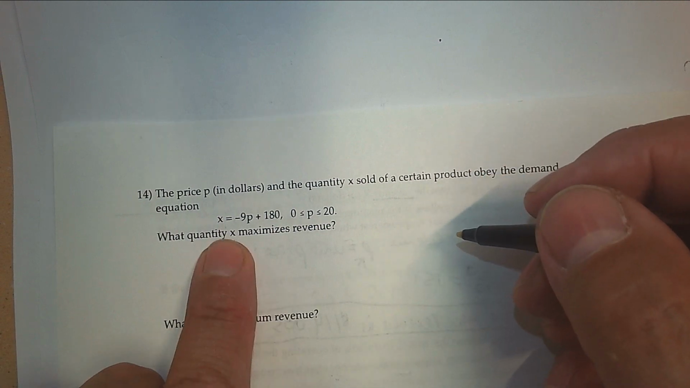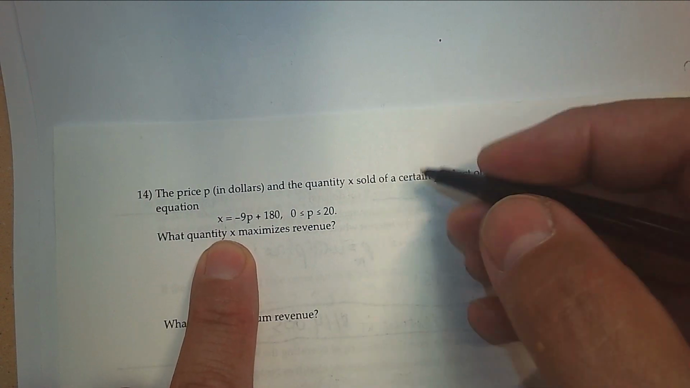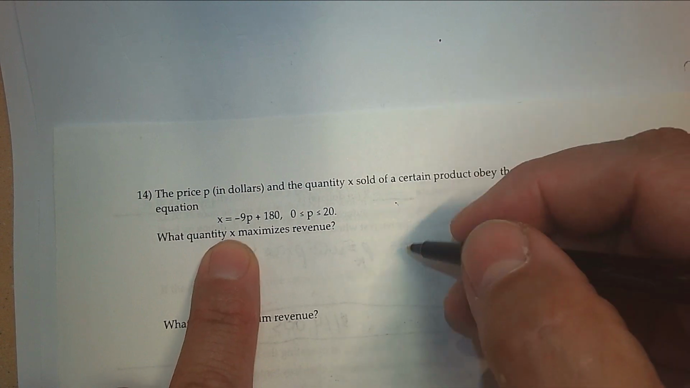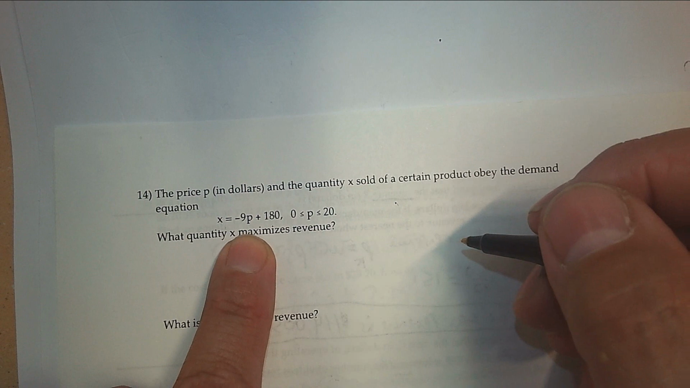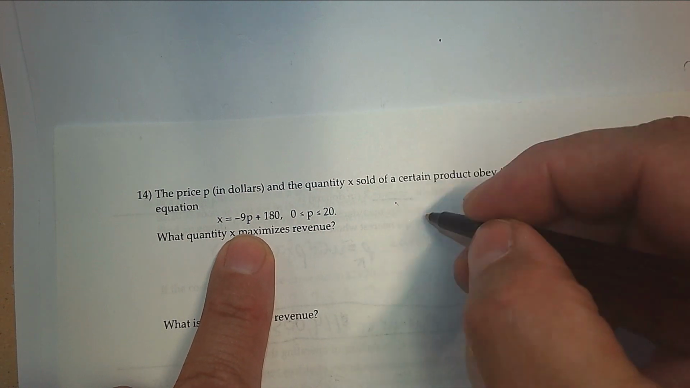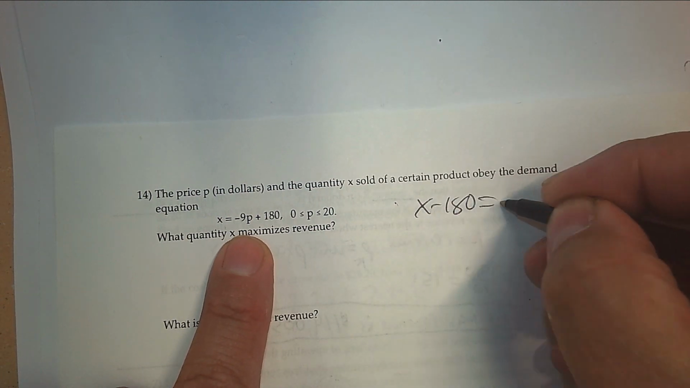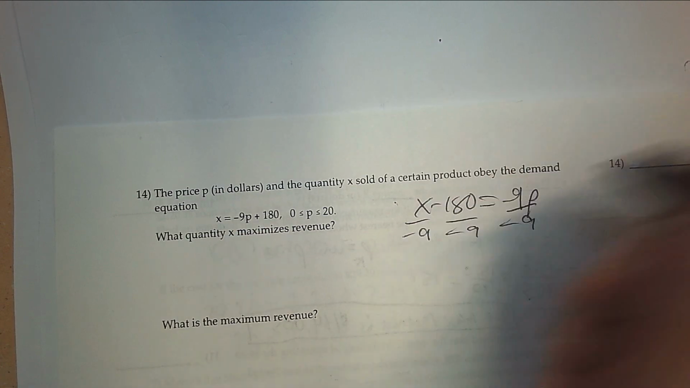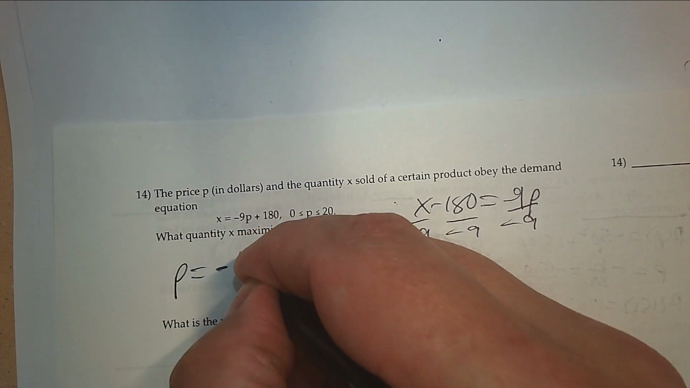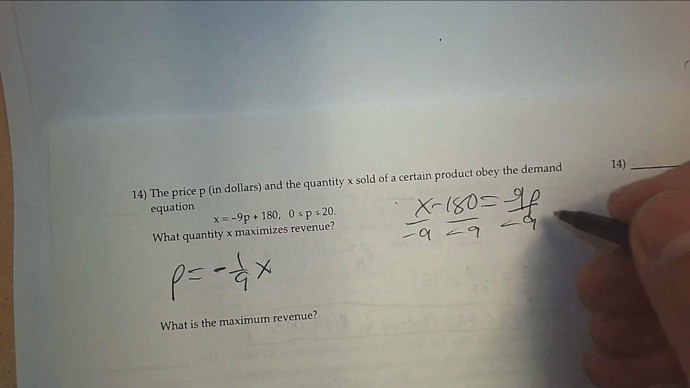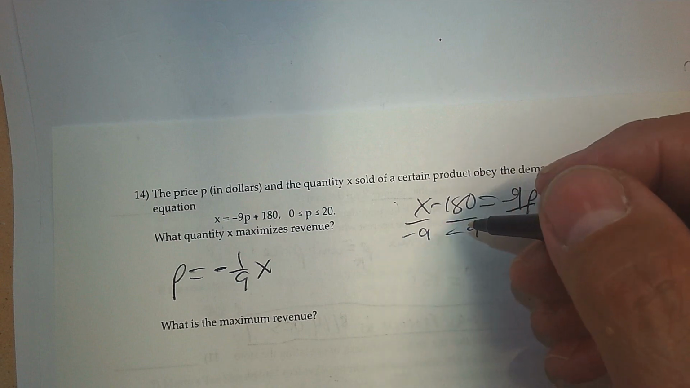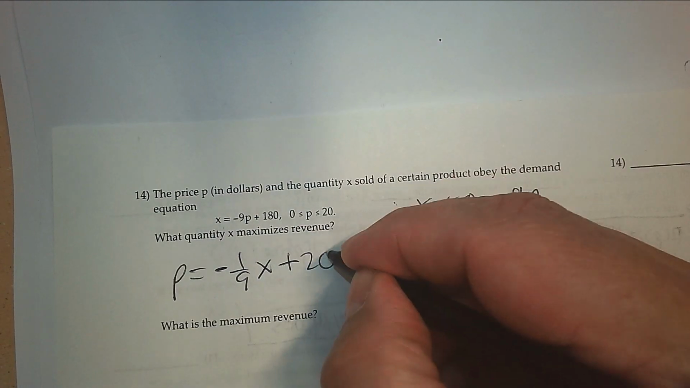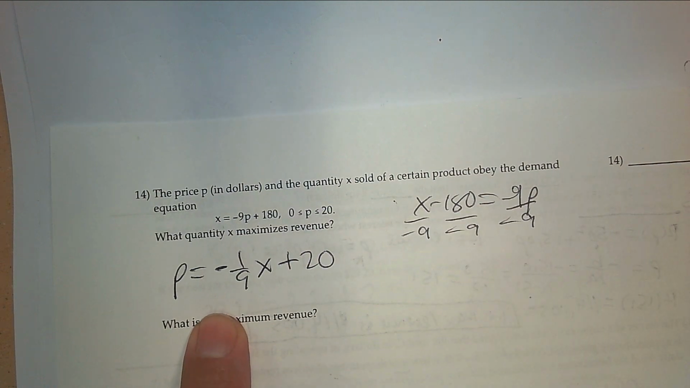So step number one here is when I take that times the price. So what I'm going to do is find out what P equals here first. So I'm going to subtract 180 and then divide everything by negative 9. So P is equal to negative 1/9 x, and a negative divided by a negative is plus 20. So step one is to figure out what the price is.